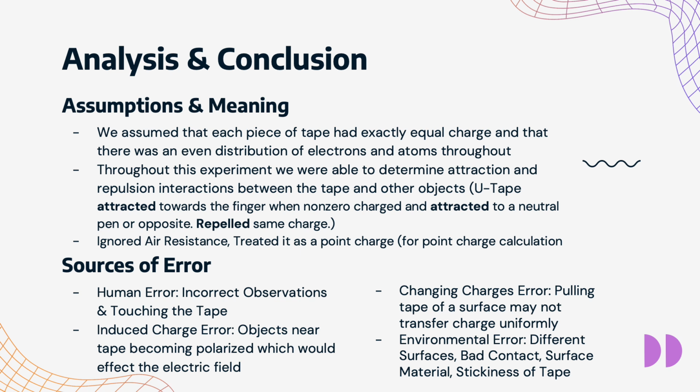We also made some assumptions. We ignored air resistance, and sometimes we treated it as a point charge when we were doing point charge calculations. Finally, some sources of error that we could have run into: first would be human error, such as incorrect observations or touching the tape. Then induced charge error, where objects near the tape become polarized, which would affect the electric field. Changing charges error, so pulling tape off a surface may not transfer charge uniformly. And environmental error, where different surfaces, bad contact, surface material, or the stickiness of the tape could have all affected that.